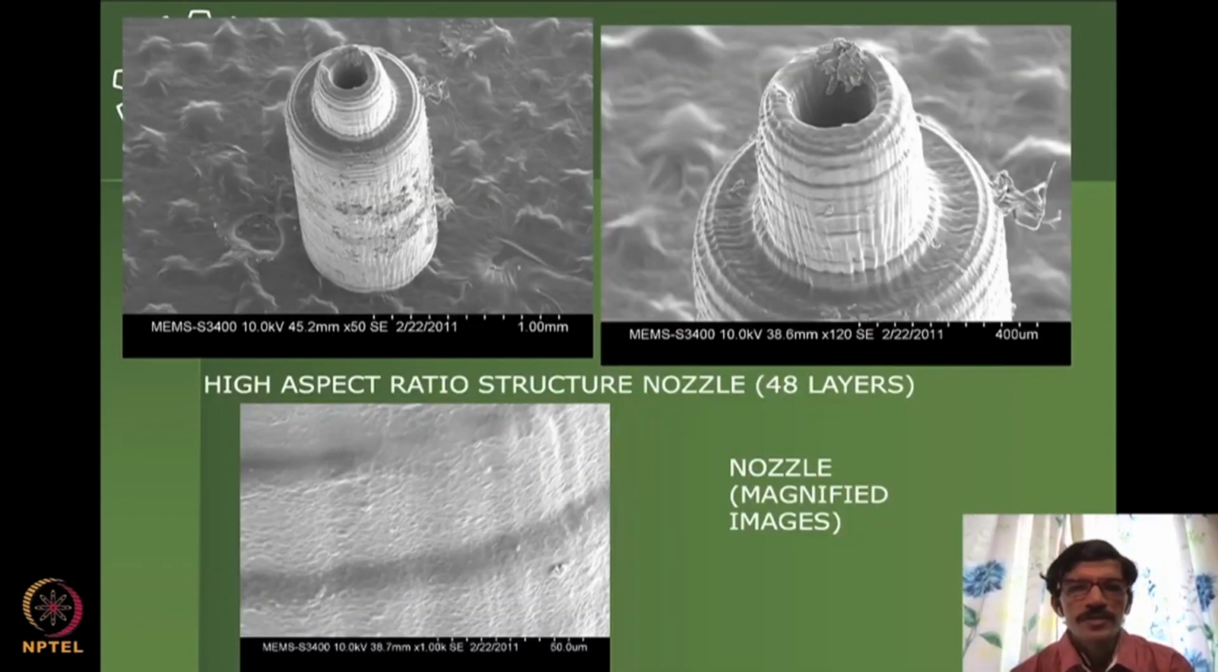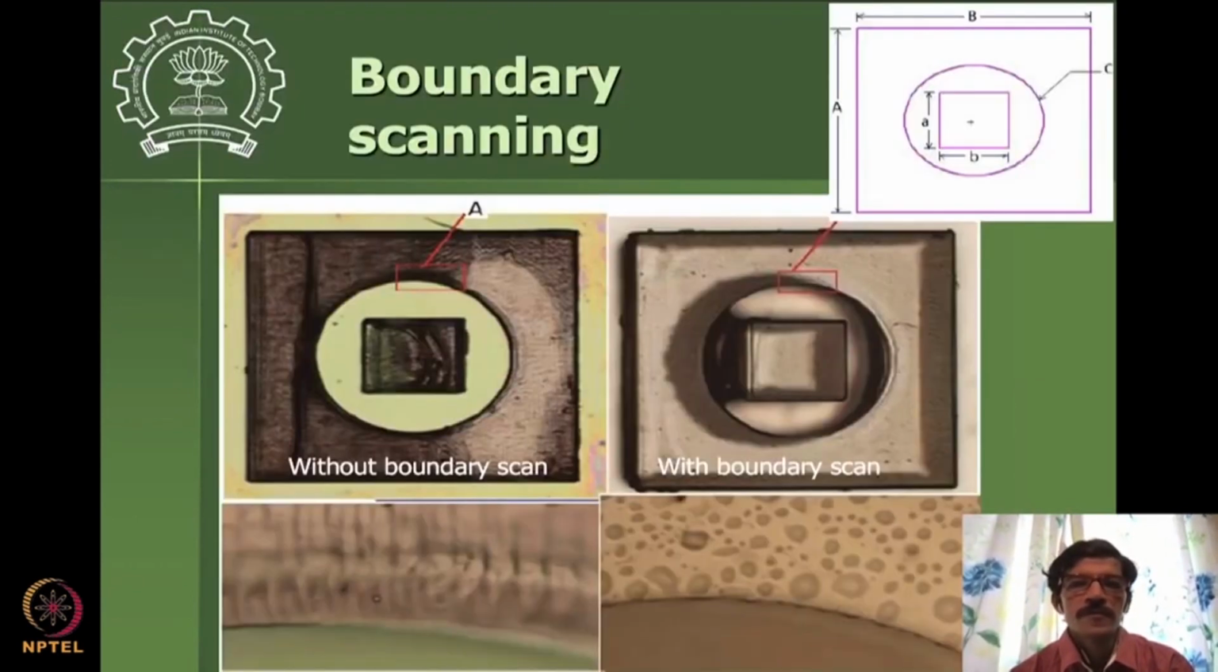So one can see these are 48 layer structures. So 48 times the Z stage has stepped up, and you get this entire structure, and inside this you can have whatever geometry of the nozzle that is needed realized. Then you can have a boundary scan. So these are more kind of refinements that are done based on the application requirements.